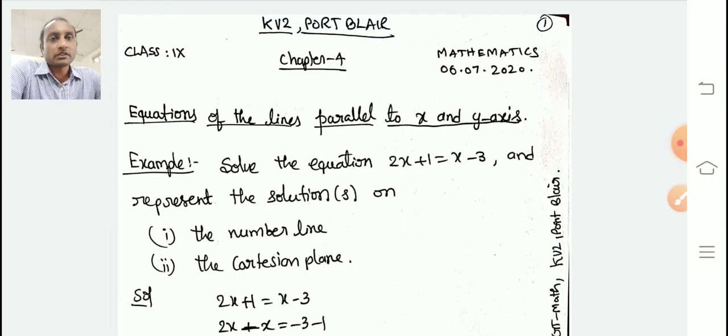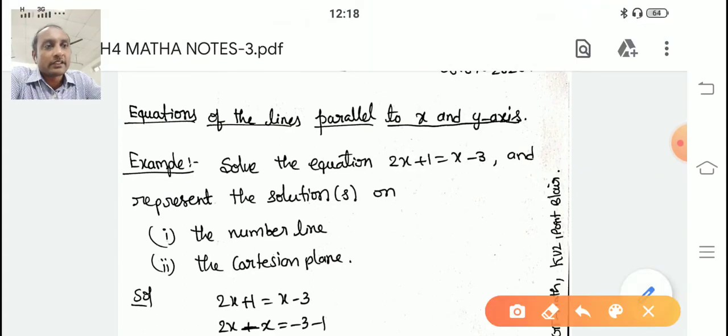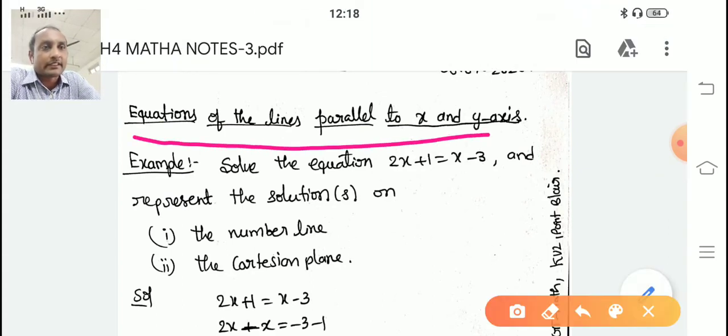This is class 9th NCERT Mathematics, chapter 4, related to a concept which is the equation of lines parallel to the x and y axis. This concept I am going to discuss. Please listen to this with an example.